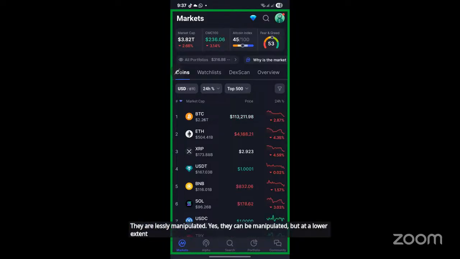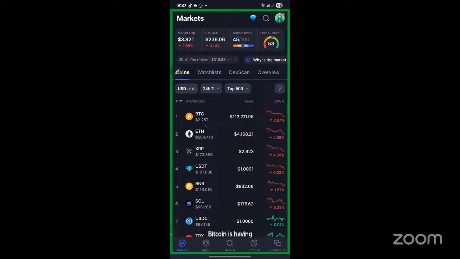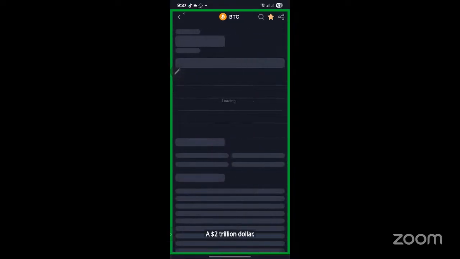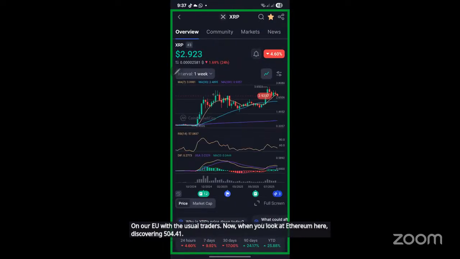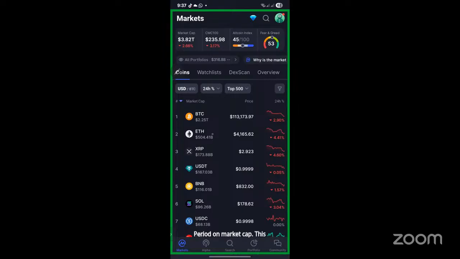For example, Bitcoin having $2.25 trillion. It means for you to manipulate BTC, it requires you to have $2 trillion, which is nearly impossible for a normal human being, or for us the usual traders. Now, when you look at Ethereum here, it has a 504.41 billion market cap. This amount of money is in it. It means for you to manipulate this coin, it requires you to have at least 500 billion. You understand? Which is very, very expensive.